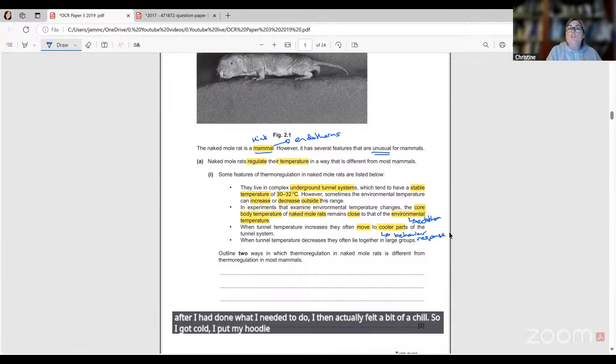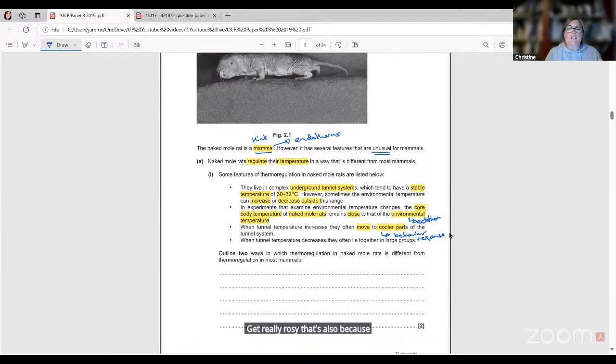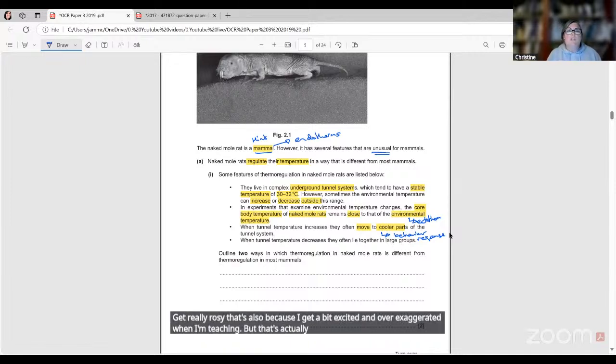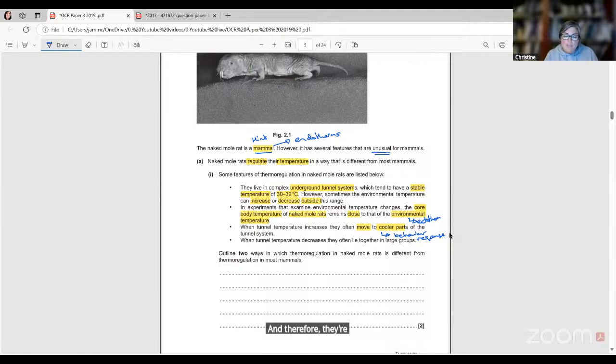Now, my physiological responses that occurred, i.e., things like, when I get really hot, you'll see it, I'll start to go a bit red. You'll see my cheeks will get really rosy. That's also because I get a bit excited and over exaggerated when I'm teaching. But that's actually a physiological response. What you can have when you get cold is the fact that your hairs will stand up because your erector muscles are going to contract, causing your hairs to stand up, so you get a layer of air. So these are things that we would expect of endotherms, and therefore they're showing us these behavioral responses as well.